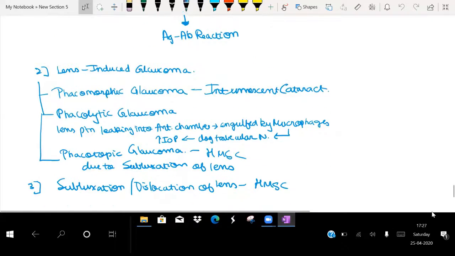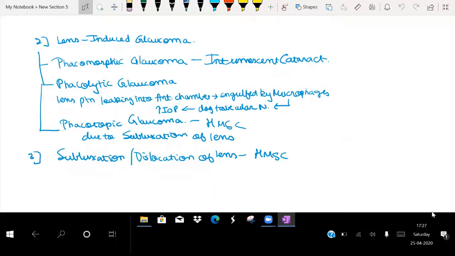Second is lens-induced glaucoma, which is one of the most important complications. There are 3 types: phacomorphic glaucoma, phacolytic glaucoma, and phacotopic glaucoma. Phacomorphic glaucoma is caused due to intumescent cataract. In phacolytic glaucoma, because of the leakage of the proteins into the anterior chamber, they are engulfed by macrophages because of an inflammatory reaction. Now, they will clog the trabecular network, leading to an increase in intraocular pressure, leading to glaucoma.